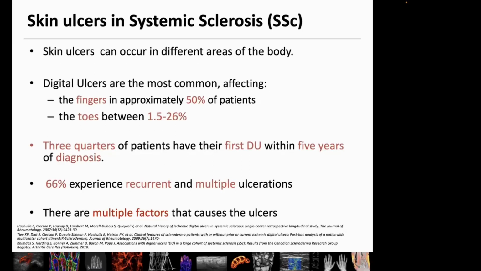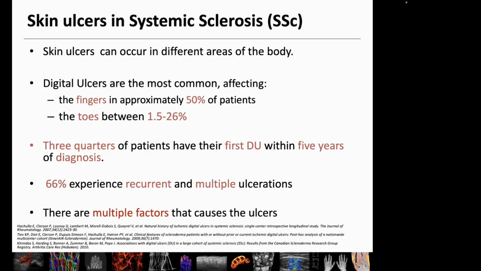Skin ulcers can occur in different areas of the body, but the most common ones are on the digits. That's why mainly all the literature and all the research are very focused on digital ulcers. So we cannot translate certain things to other ulcers. We can utilize the same kind of treatments, but what is available in the literature is mainly specific for digital ulcers.